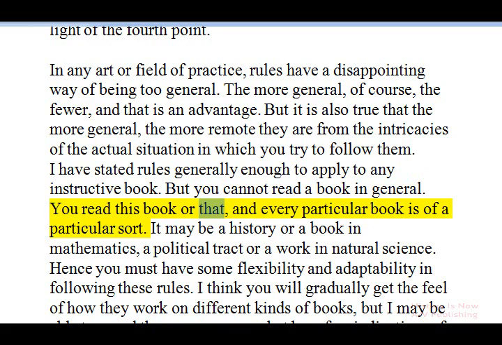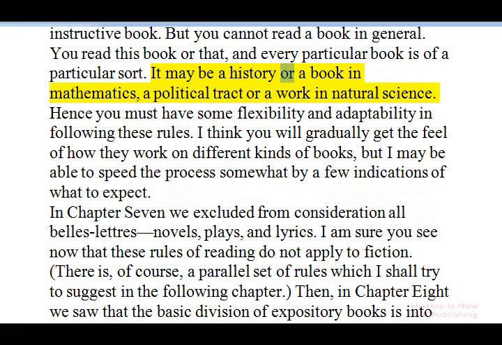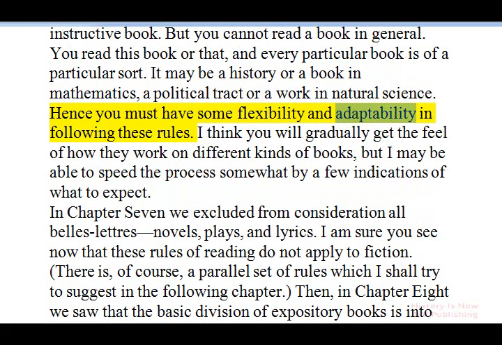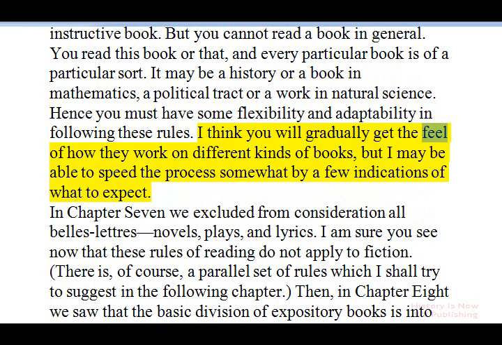You read this book or that, and every particular book is of a particular sort. It may be a history or a book in mathematics, a political tract or a work in natural science. Hence you must have some flexibility and adaptability in following these rules. I think you will gradually get the feel of how they work on different kinds of books, but I may be able to speed the process somewhat by a few indications of what to expect.